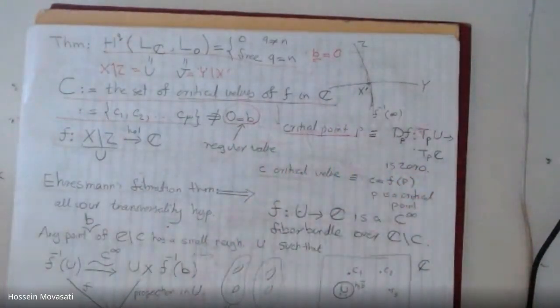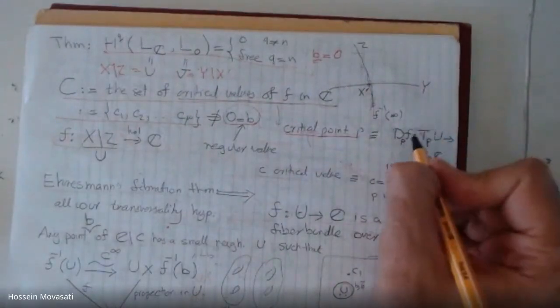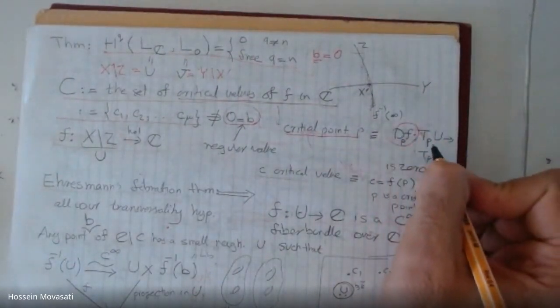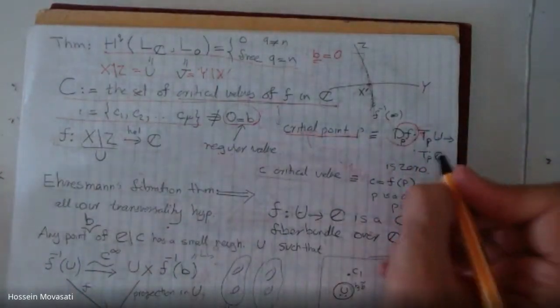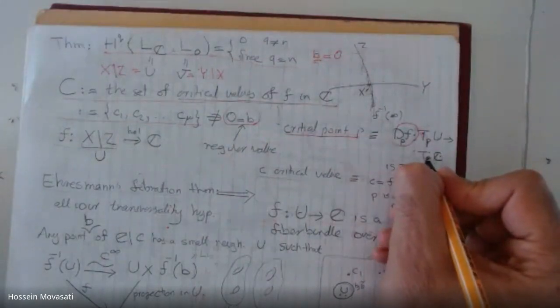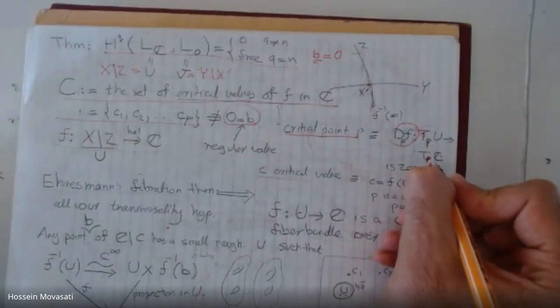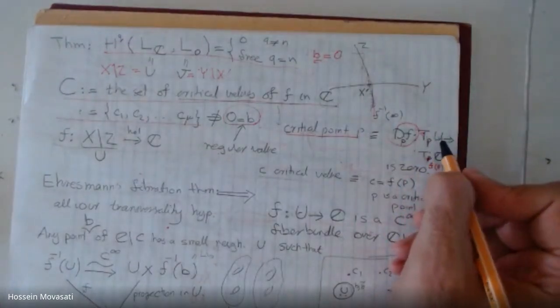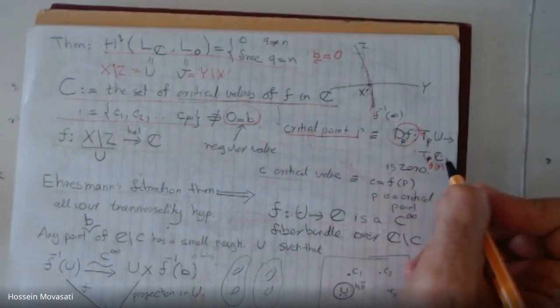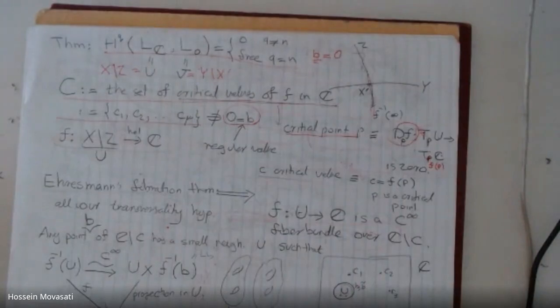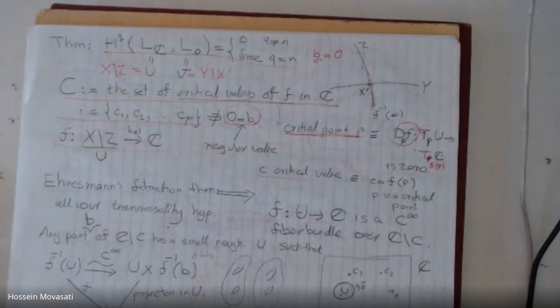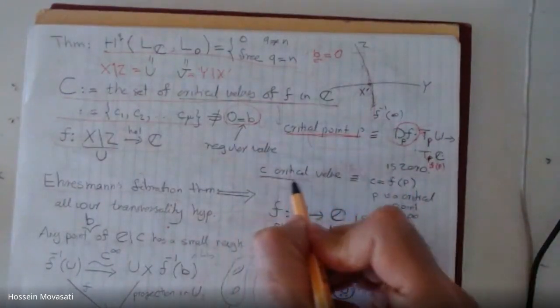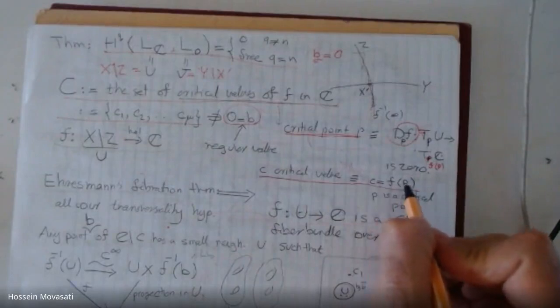So a critical point P is a point such that the derivative of f, from the tangent space of U at P to the tangent space of C at, actually there is a mistake here, at f(P). The derivative from the tangent space of U at P to the tangent space of C at f(P) will be 0 if P is a critical point. And so by definition, a critical value is just f of a critical point.